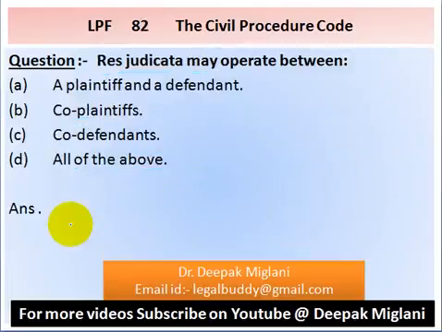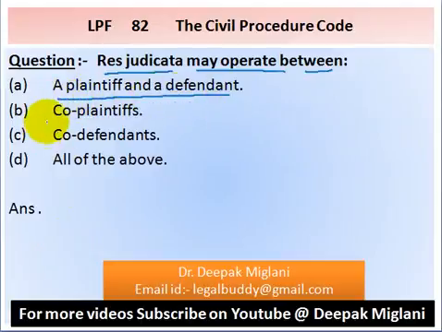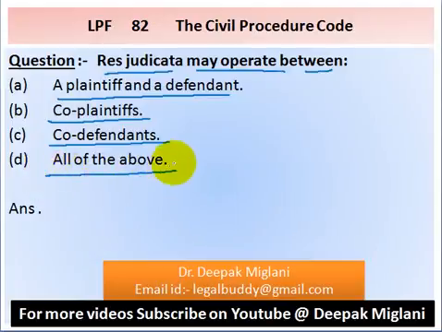Question number 82. Res judicata may operate between: option A, plaintiff and a defendant. Option B, co-plaintiffs. Option C, co-defendants. Option D, all of the above. Answer is option D. Res judicata may operate between a plaintiff and a defendant, between co-plaintiffs, between co-defendants.